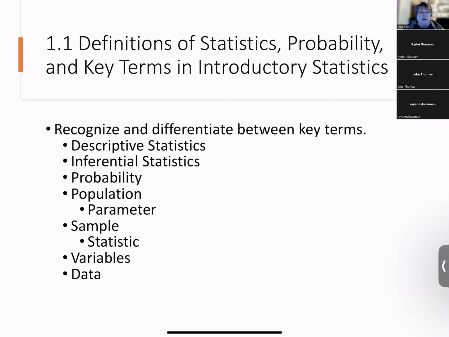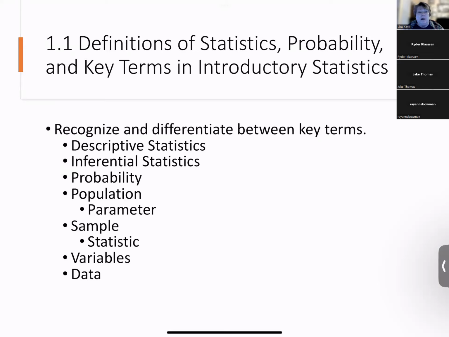Okay, so what definitions are we going to get? We're going to talk about what descriptive and inferential statistics are. We did talk about this briefly last Wednesday. What's the difference between descriptive and inferential? And then we'll talk about probability just in the context of defining what probability is, and then we'll actually get into finding probabilities later.